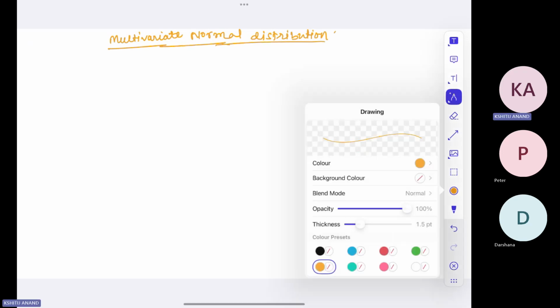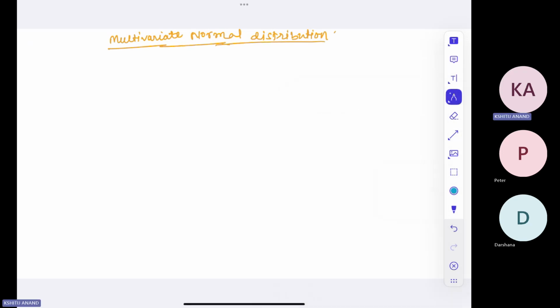Now we are going to discuss multivariate normal distribution. So what is multivariate normal distribution? Let's first understand through an example. Right now we discussed the returns of a single stock.